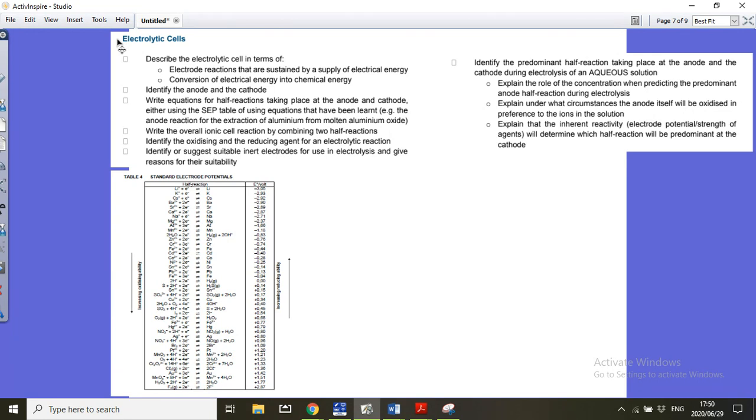Electrolytic cells is the last part we have to do about redox reactions. And we actually did it the other way around when we did it in class. We did this in a lot of detail because, as I said to you, if you understand it one way around, you understand it the other way around as well.